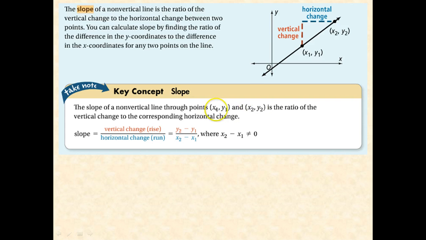If you have 2 points, x1, y1, and x2, y2, then you can find it by just subtracting y2 minus y1 over x2 minus x1. And x2 minus x1 is not allowed to equal 0 because you're not allowed to divide by 0.